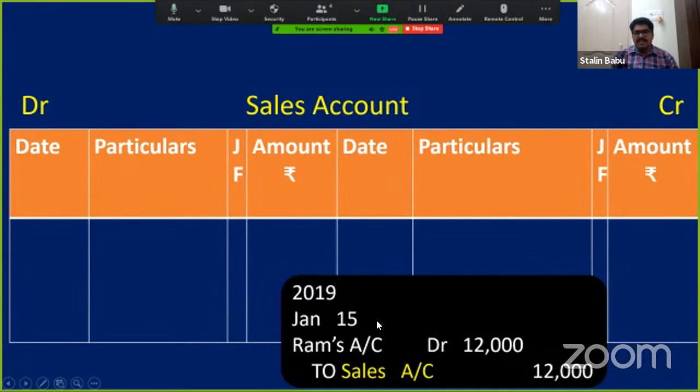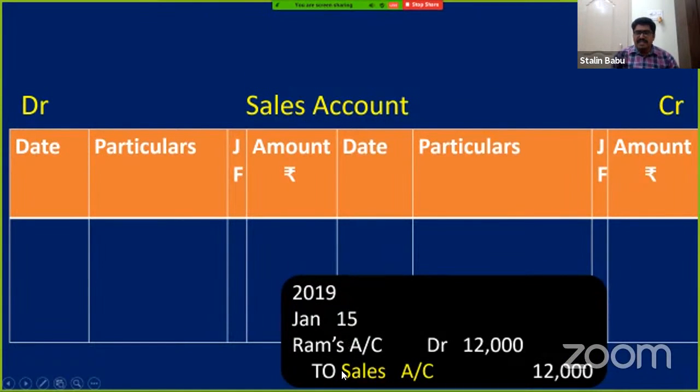Now the next one is sales account. And January 15, what is the entry? Ram's account debit to sales account. So sales account is credited here. Sales account is credited in the journal entry. So we have to post on the debit side or credit side? Yes, we have to post on the credit side. Why? Because the sales account is credited in the journal entry. So we are posting on the credit side.